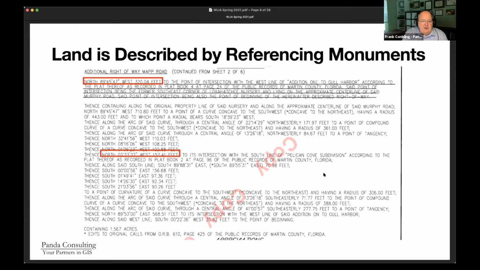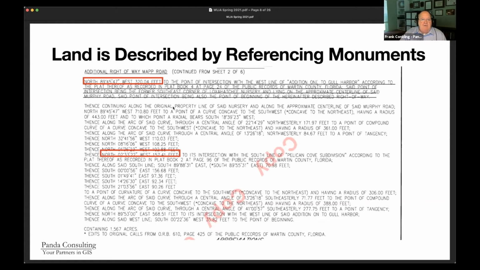And if you actually look through this deed, this legal description, it looks like a very poorly written legal description, because the second paragraph here says, thence continue along the original property line of said nursery and along the approximate center line of said Murphy Road for bearing in a distance to a point on a curve concave to the southwest, actually concave to the northeast, having a radius of this, and it describes that a little bit further. But what you see in here is a lot of calls that are not measurement calls, but rather what we call monument calls.